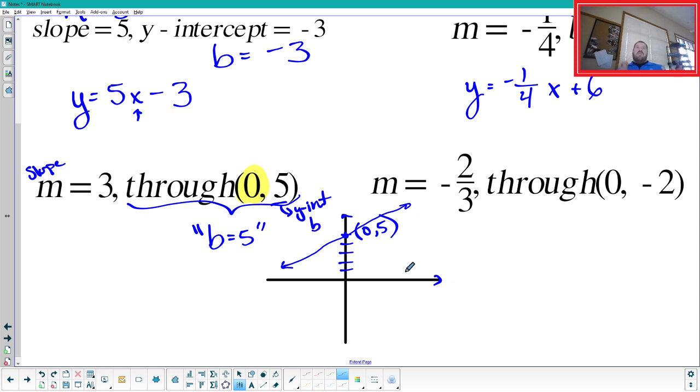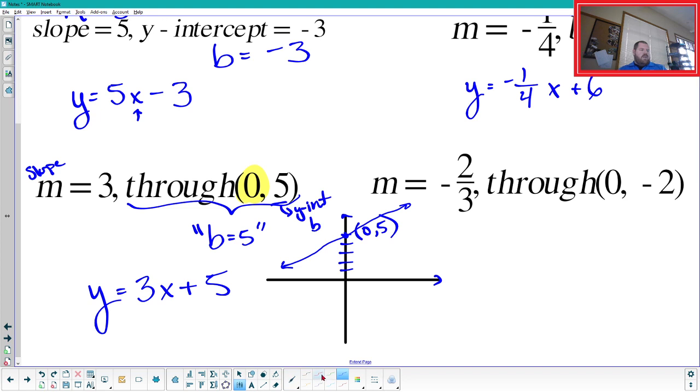Okay, so now this problem is just like the ones that we had up above. m equals 3, b equals 5. Write your equation. 3x plus 5. And there we go.